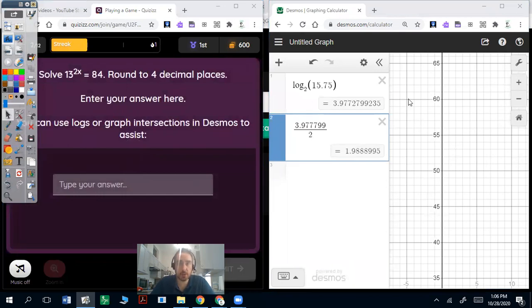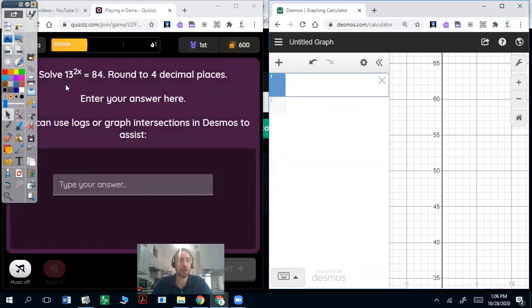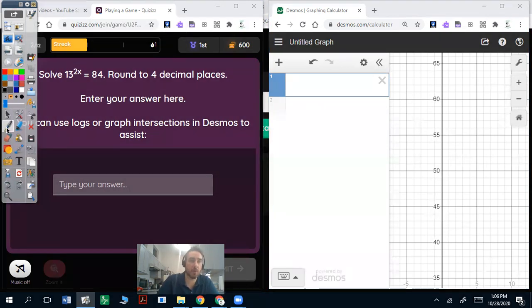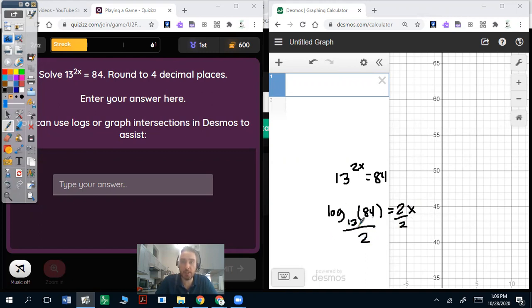Let's do another one. Let's do logs with this one too. Solve 13 to the 2x equals 84. This one doesn't have anything out front, so since I don't have to add a number or divide, I'm going to write log base 13 of 84 equals 2 times x. Then I can take that number and divide by 2. So whatever this is, use your calculator for that. Divide that by 2 and you'll get x.